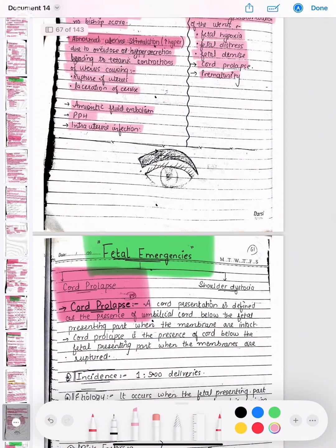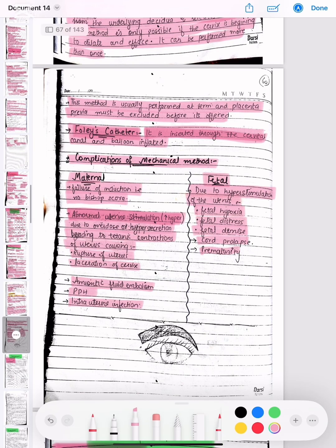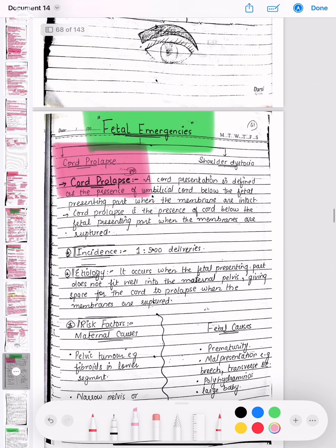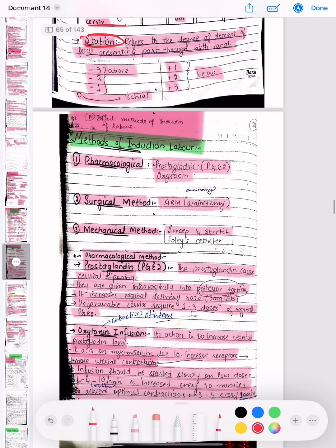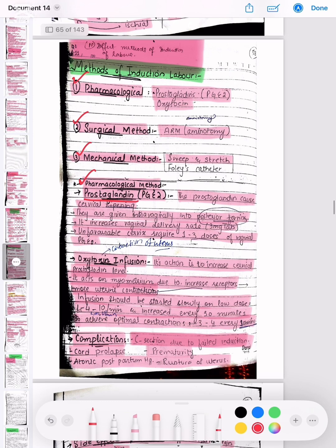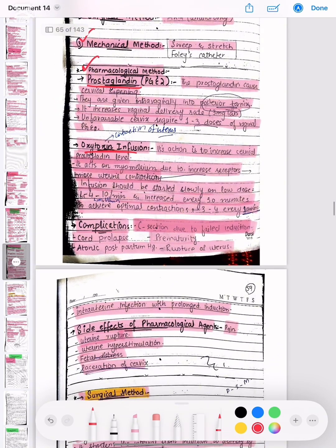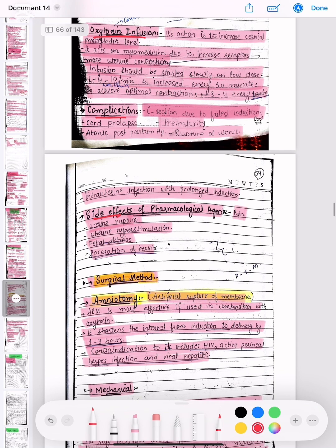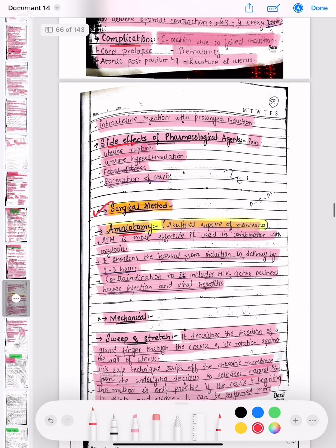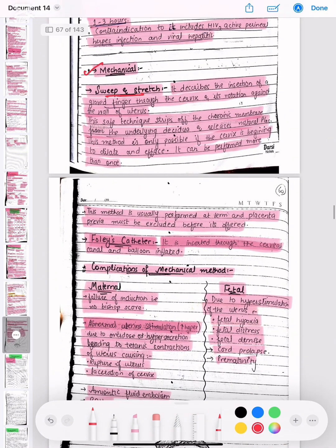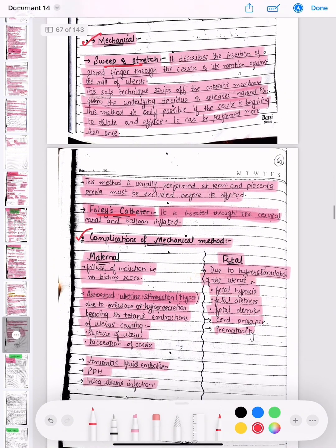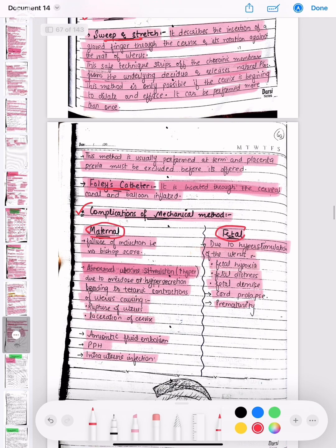So up till now we have discussed the different methods for the induction of labor. These are pharmacological, surgical, and mechanical. We have discussed each one by one. The pharmacological methods are prostaglandin and oxytocin, and then we have discussed the complications and the side effects. Then we have discussed the surgical method, the amniotomy. Then we discussed the mechanical methods, the sweep and stretch method and the Foley's catheter, and the complications of the mechanical method, which are maternal complications and fetal complications.